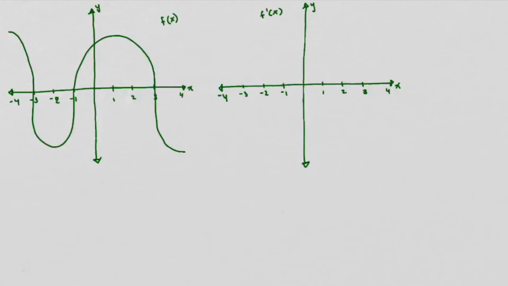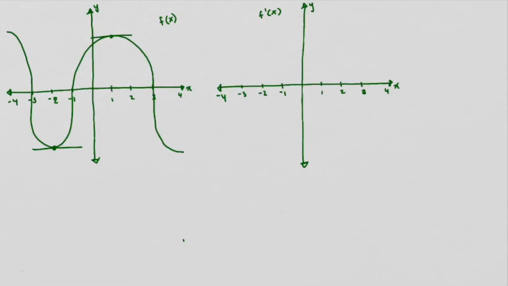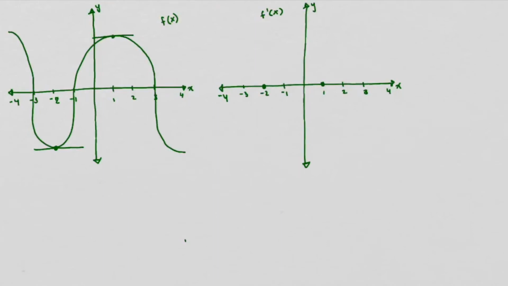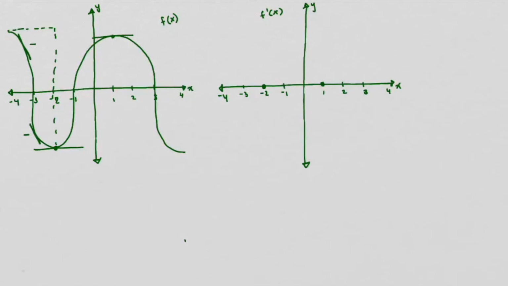So first we have to see where we have horizontal tangents on our original graph. And we can see there's one at x equals -2 and x equals 1. That means on our derivative graph, the function will intercept the x-axis at x equals -2 and at x equals 1. So now let's look at our first interval from -4 to -2. And we can see our graph is decreasing because it has a negative slope. That means from -4 to -2, the derivative function will be below the x-axis, and this is how that will look.